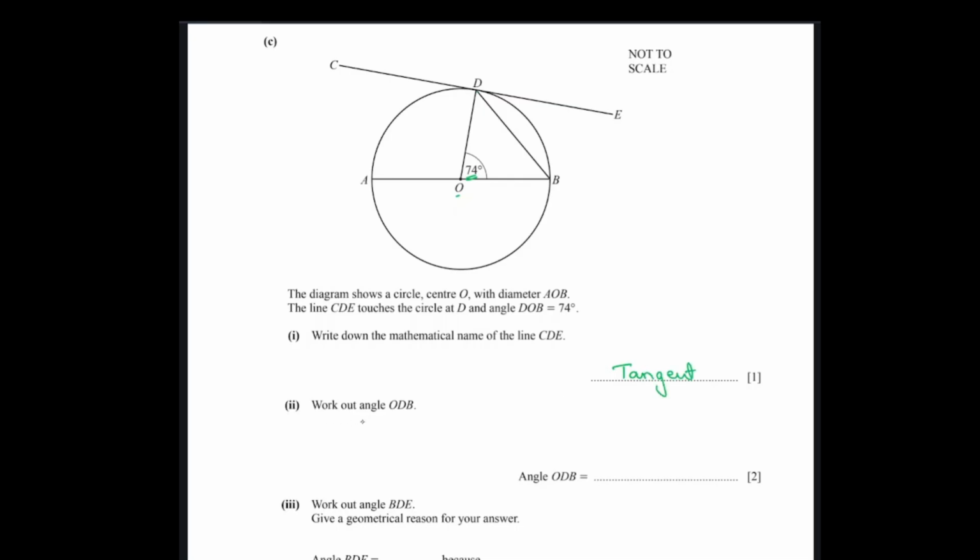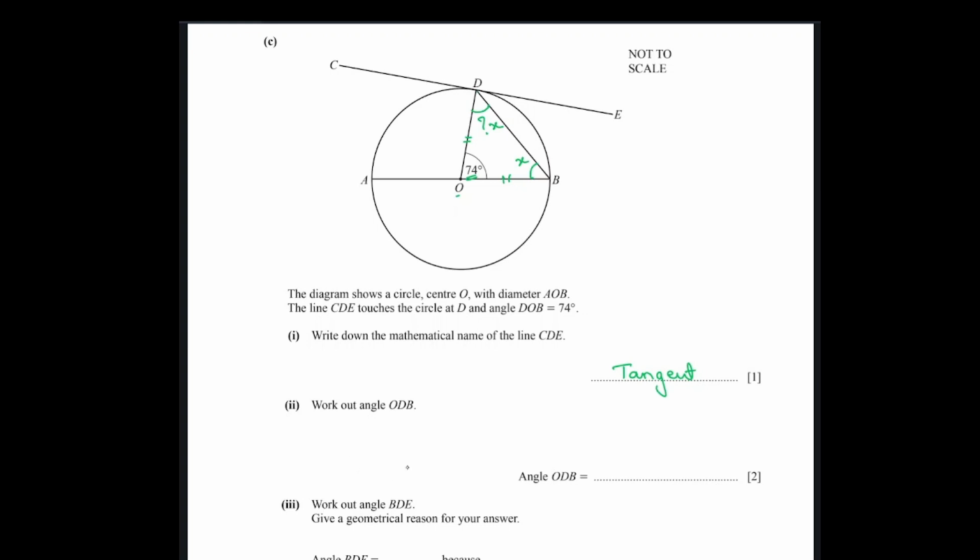Then question 2, work out angle ODB. Now we need to find this angle ODB. So to find that angle, now you see this is a triangle, and this triangle is an isosceles triangle because these two lines are radius, and radius for any circle is same for anywhere if you draw from the center to the circle. So when the two sides are equal, these two angles will also be equal. Okay, so you can take the two angles as x and x.